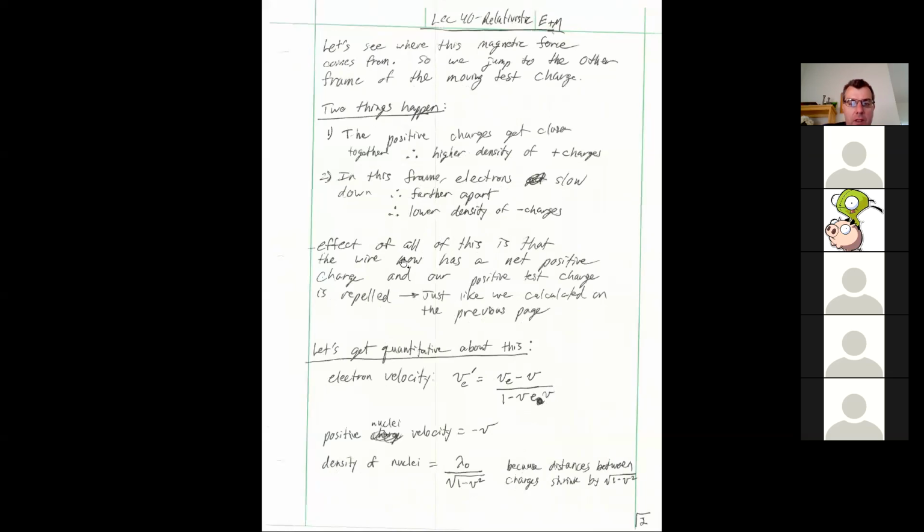And the effect of all this is that the wire now has a net positive charge, right? High density of positive charges because they've all shrunk and gone close to each other. Low density of negative charges. And so our positive test charge is repelled from the wire, just like we calculated on the previous page. Any questions?